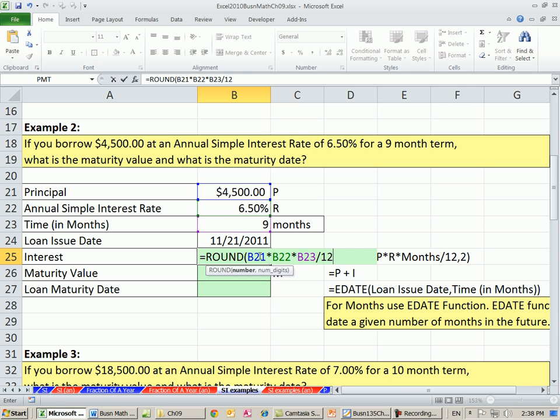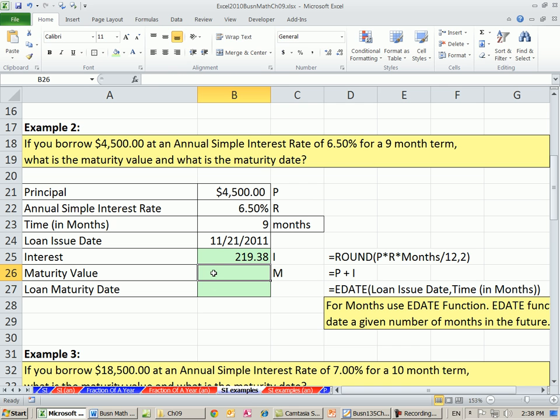Now this will work fine because it's operating left to right, times, times, and then when it gets to here, it'll go times, and then divide, and it will give us exactly the correct answer. Comma 2, because we're rounding to the penny. And we get the exact same calculation as we did above. Maturity value equals principal plus interest, and it doesn't matter which order you add it.